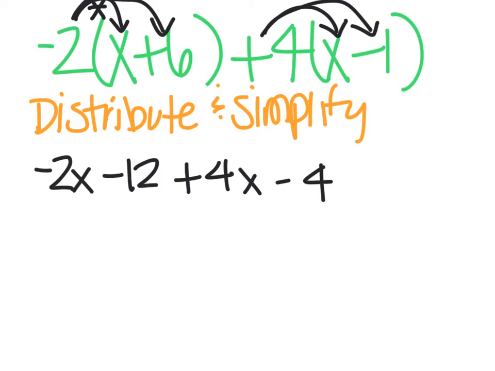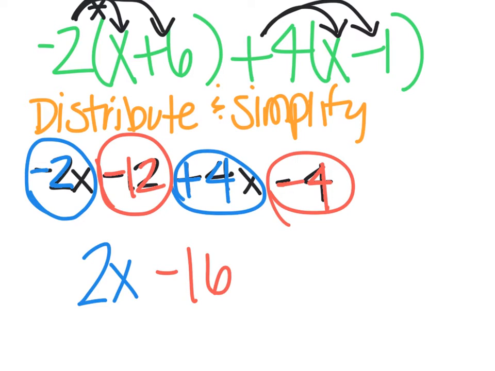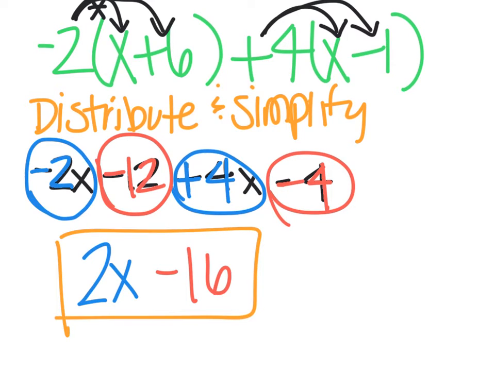So I'm looking for my like terms now. My like terms are terms with the same variables and the same exponents. So negative 2x and positive 4x are like terms. And I also know that negative 12 and negative 4 are like terms because neither of them have exponents. So negative 2 plus 4 is going to be a positive 2x. And then my negative 12 minus 4 is going to be negative 16. So my final answer would be 2x minus 16.